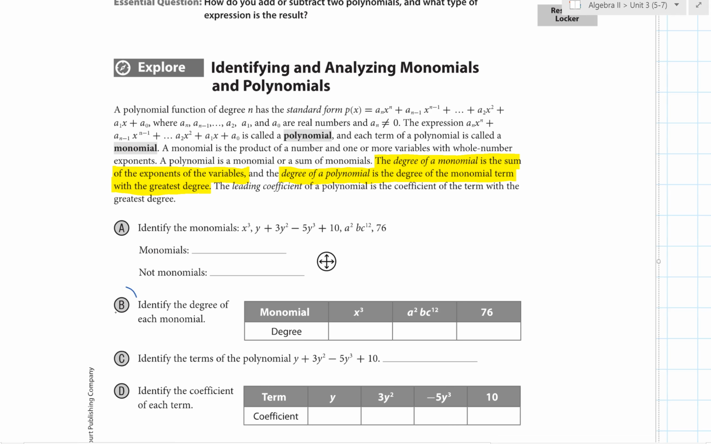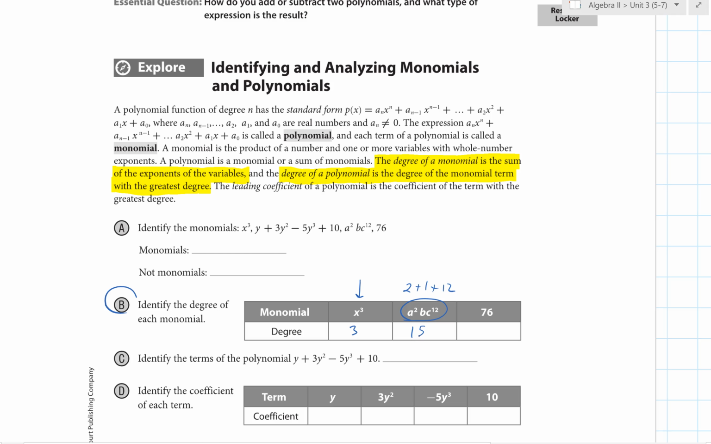let's jump down to part B here. Identify the degree of each monomial. This first term is x cubed, so that is a third degree. Now this term has a squared b c to the 12th. So what we do is we add all those degrees. So we have 2 is the degree of a, 1 is the degree of b, and 12 is the degree of c. And so altogether that would be a 15th degree term.